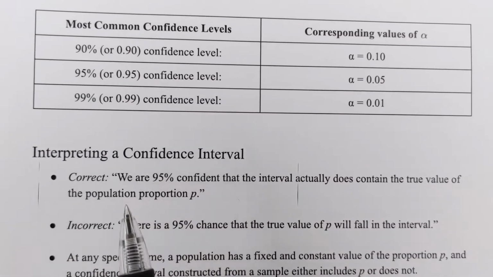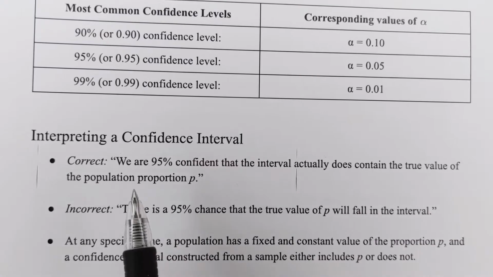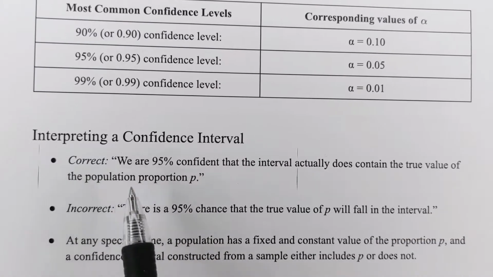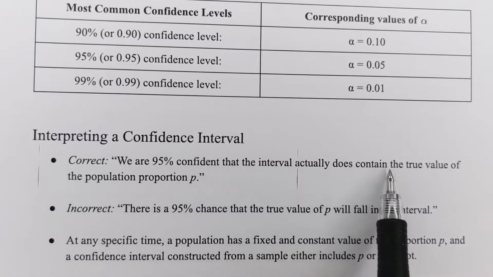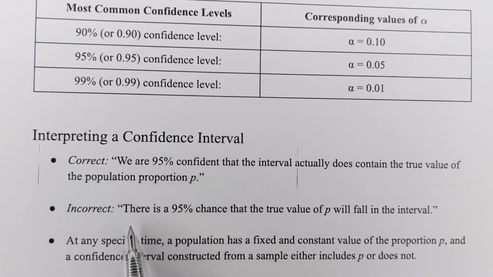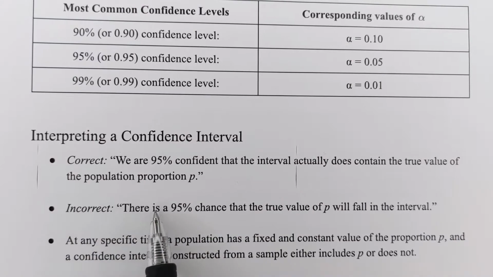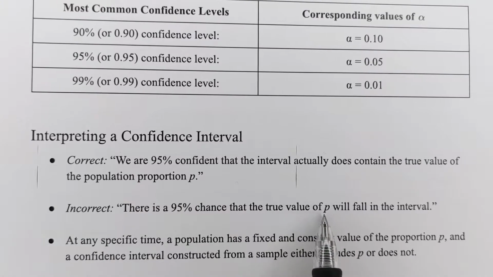You have to be careful, though, with what a confidence interval means. This is the correct way to interpret it: we are 95% confident the interval actually does contain the true value of the population proportion. It's not correct to say there's a 95% chance the true value of p will fall in the interval. That's because that value p is a number. You could calculate it if you wanted to, so there's not a chance that it falls in the interval, because it can't change its value.